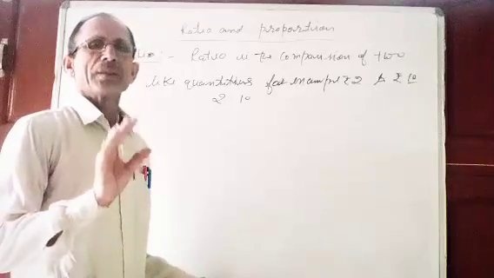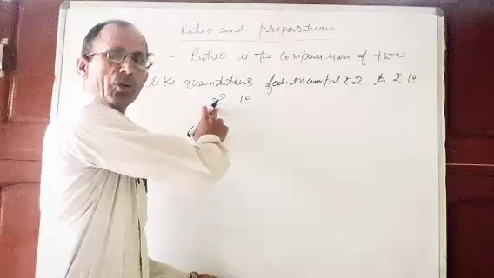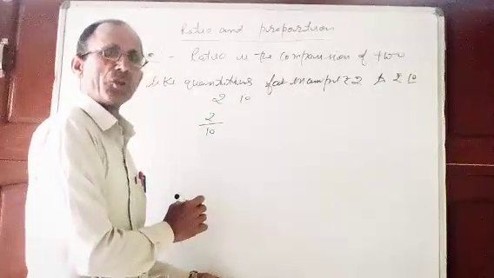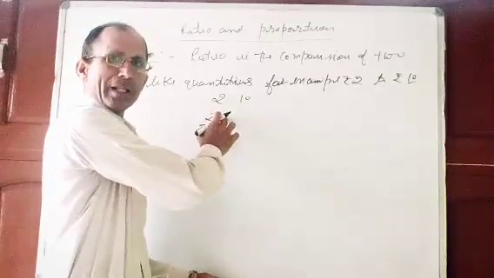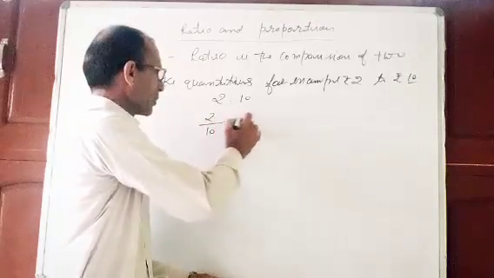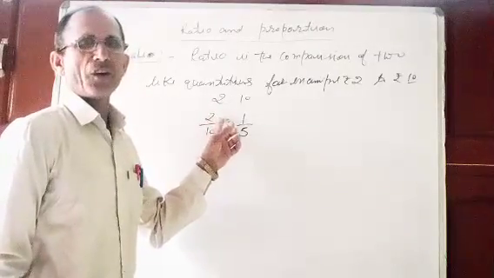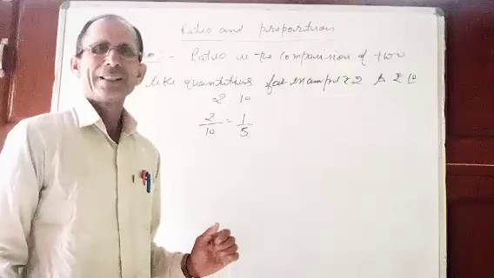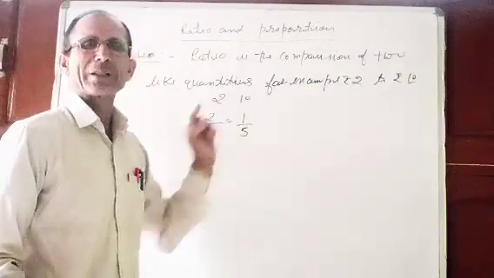It means how will you find the ratio? We have to divide 2 by 10. This symbol stands for ratio, and the ratio is written in the form of a fraction. It means 2 by 10, so it is 1 by 5. It means 2 is the fifth part of 10. How many times is 2 included in 10? This is the meaning of ratio. So 2 is included 5 times in 10.